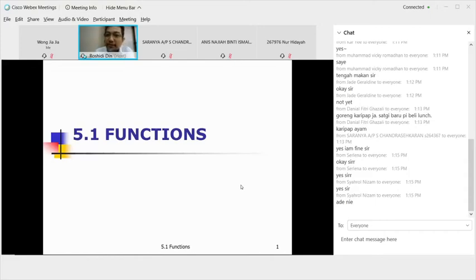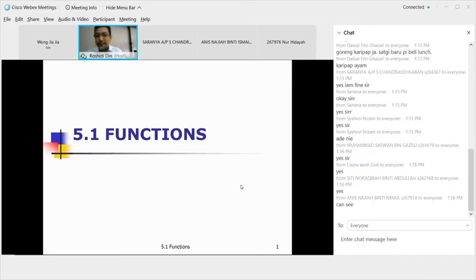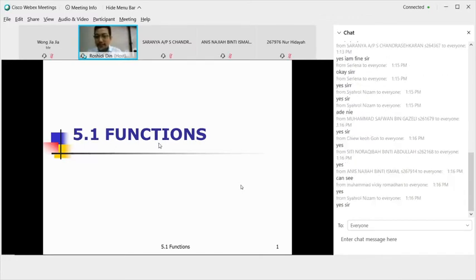One function. We will talk about function. Can you see this slide? Okay, good.